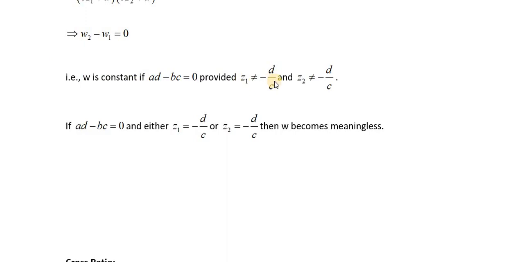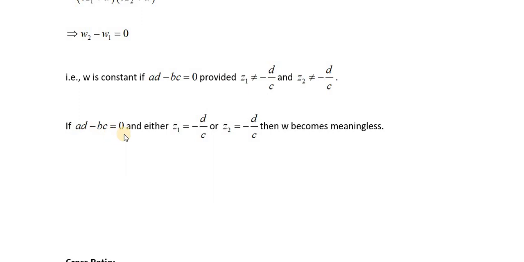Provided Z1 not equal to minus D by C and Z2 not equal to minus D by C. Why they are putting these conditions: if Z1, Z2 values are equal to these terms, then the denominator of W1 and W2 becomes 0. That's why these conditions are given.